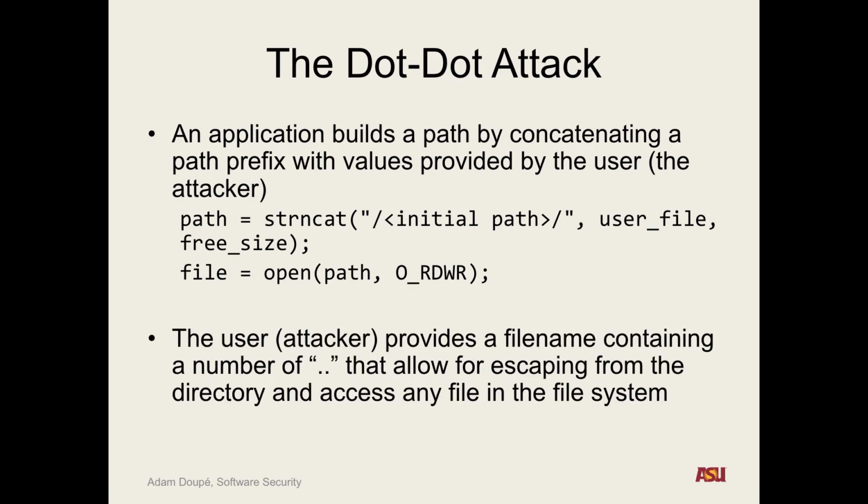So yeah, this is exactly what the attack is. Right? So the attacker provides file names with parent directories in it, and this allows them to circumvent the intended security policy of this application. The other way to think about it is called the directory traversal attack. Right?